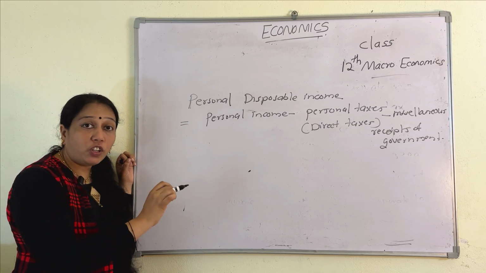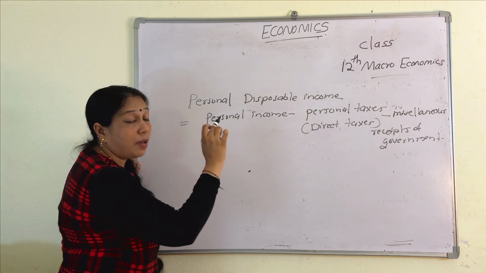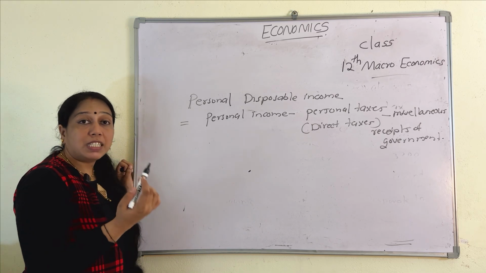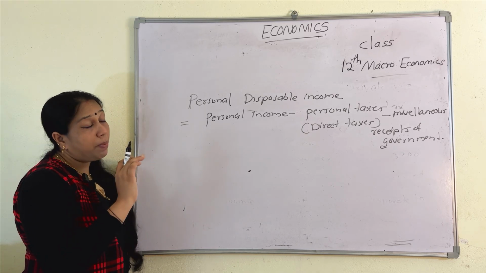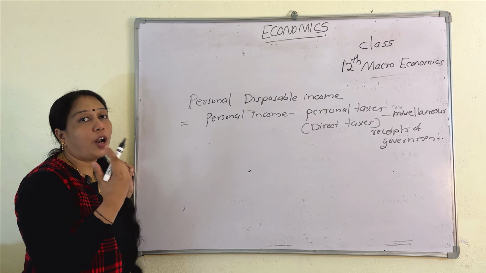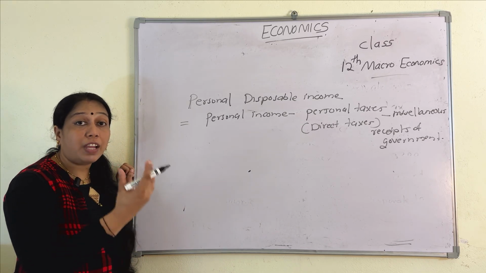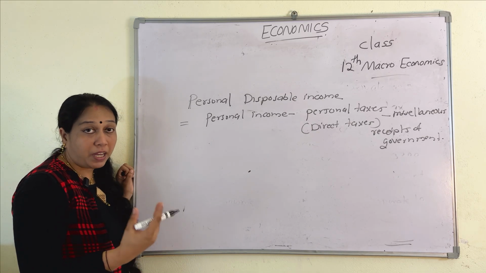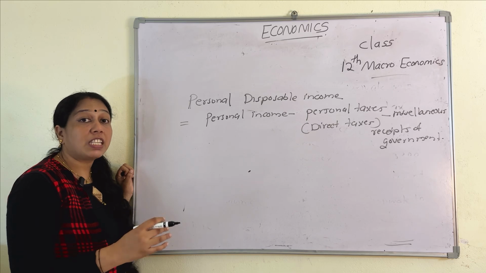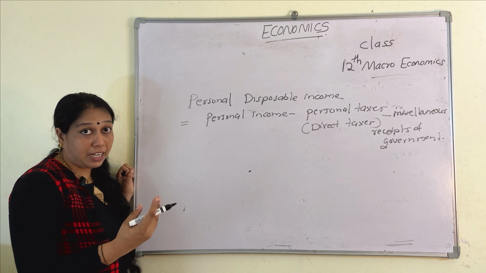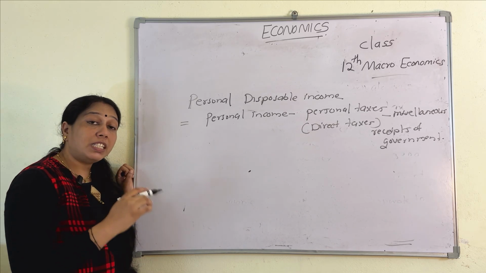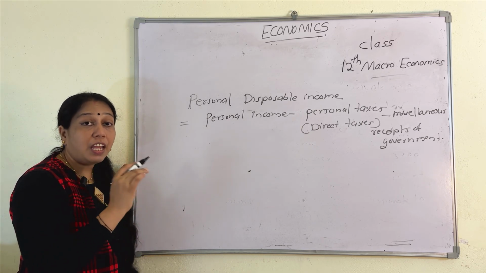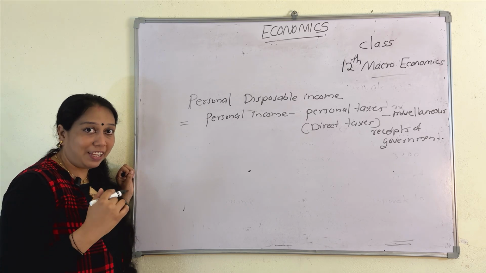So the formula to find out the personal disposable income is personal income minus personal taxes, that is direct taxes, minus miscellaneous receipt of the government. What is the personal disposable income? It means the spending part of the income. How much income is available to the people for spending after deducting what? Taxes. Personal taxes means direct taxes. Likewise, after deducting the fees, fines, penalties that were given to the government, it means miscellaneous receipt of the government, also you have to deduct from the personal income. Then you will get a personal disposable income.